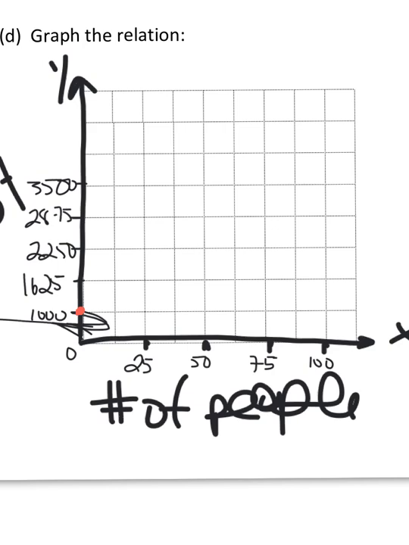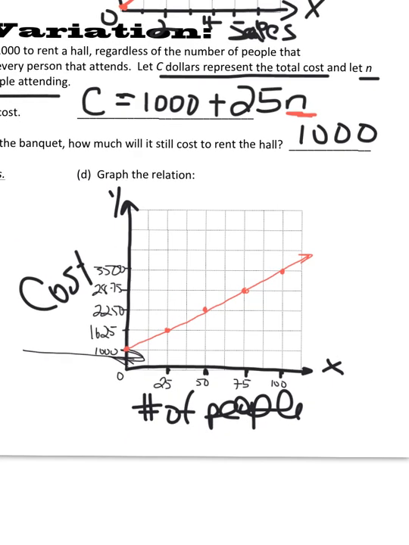There's my first point. Next, I have 25 people, had 1,600. 50 people cost the next one here. Then 75, and then the 3,500 at the end. And then using a ruler, I don't have one that I can use on my iPad here, but another nice straight line. So again, another linear relation.